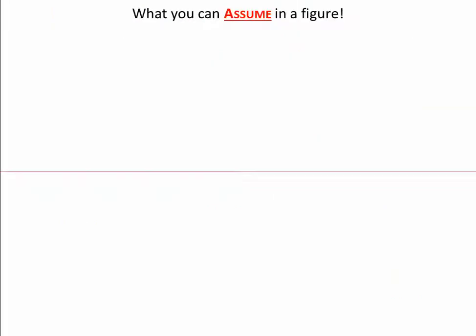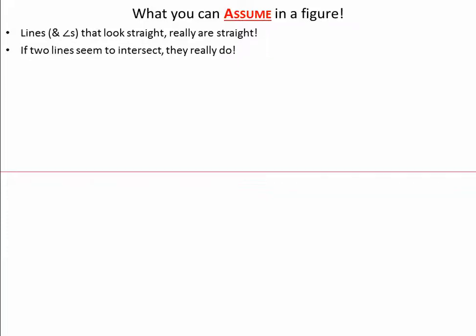So what can you assume in a figure when you look at it? Because I'm always telling you, oh, you can't assume that. Oh, but you can assume this. So let's just get us a list going. What you can assume: that lines and angles that look straight really are straight. They're not trying to fool you with that one.